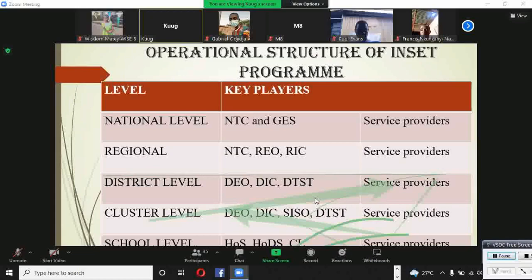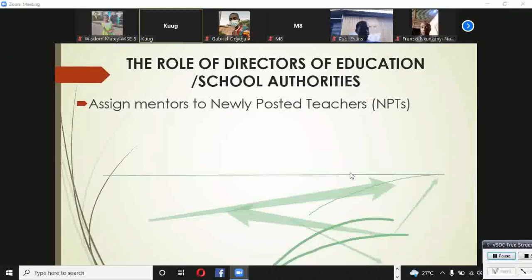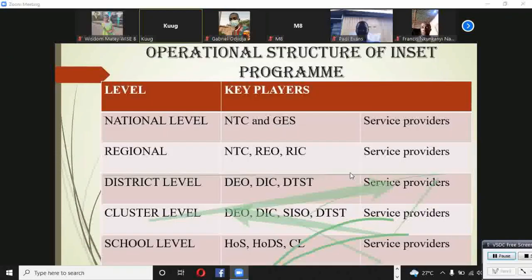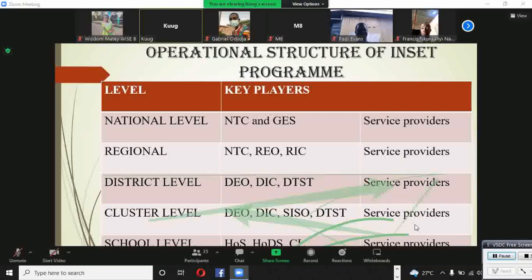At the cluster level, you have the District Education Office, District INSET Committee, the School Improvement Support Officers, the District Teacher Support Teams, and then at the school level, you have the heads of schools, heads of departments, and the curriculum leaders. So, we have accredited service providers to complement the process.